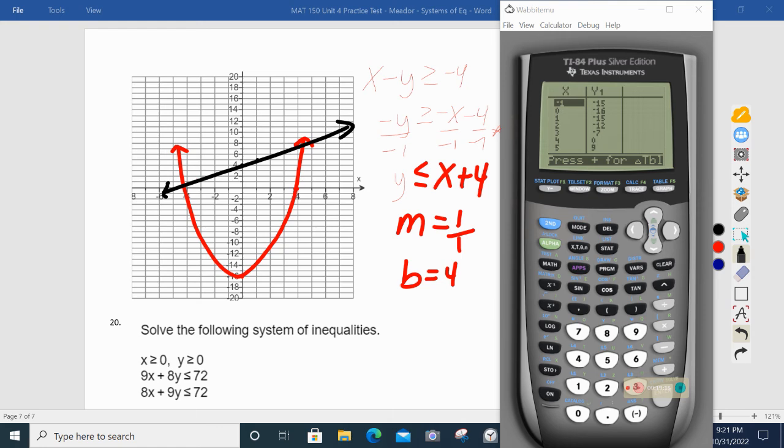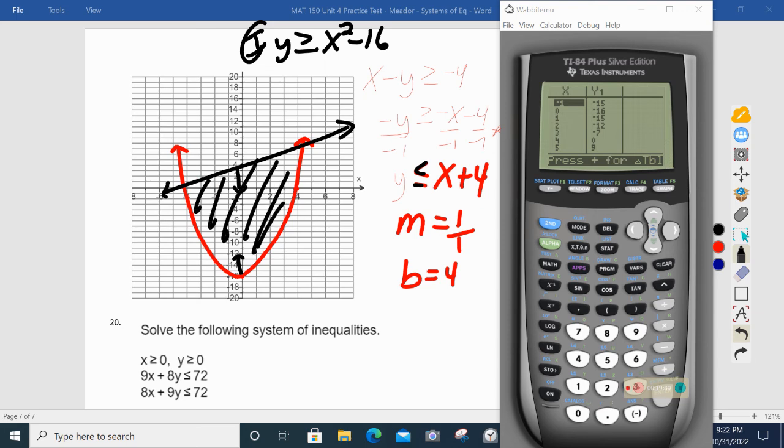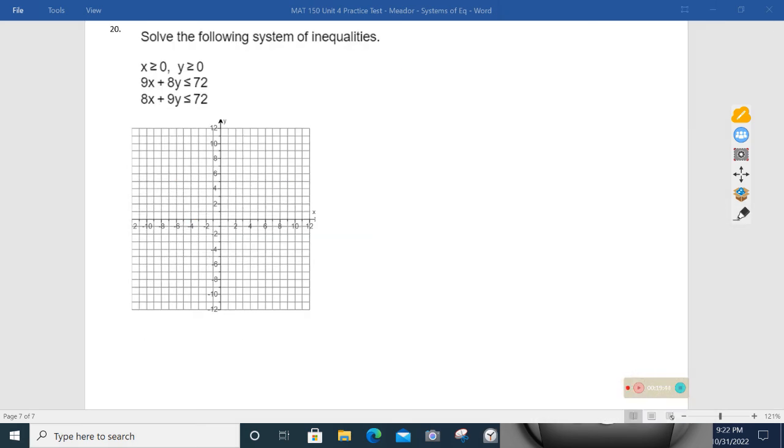The first inequality was y is greater than or equal to x squared minus 16. So greater than on that would be greater than the vertex. That would be this direction that you would shade. You would shade inside the parabola because it's greater than the vertex. The second inequality became a less than when I flipped it, so that would be below, so you would shade in between the line and the parabola.